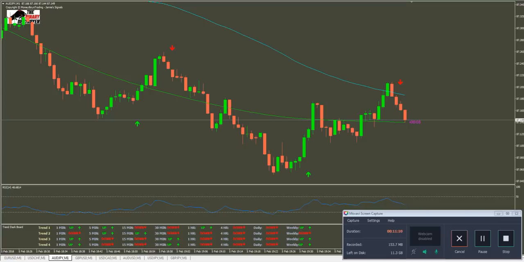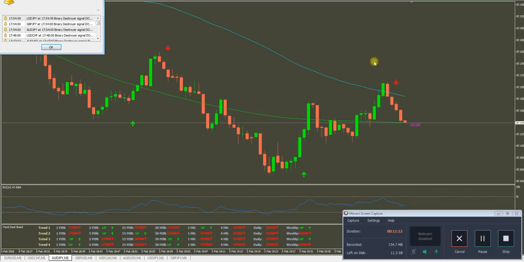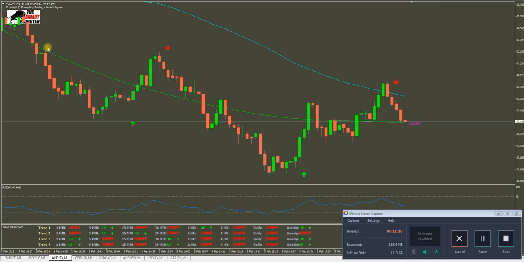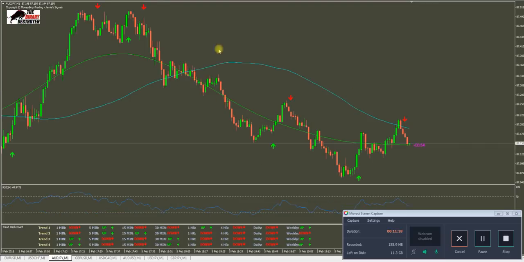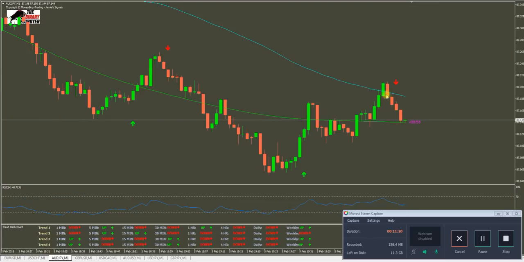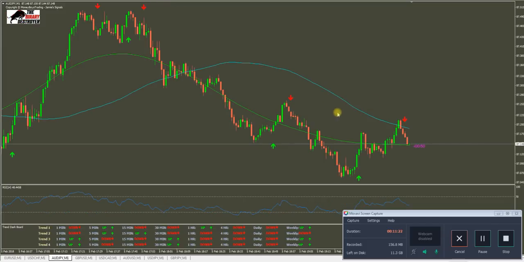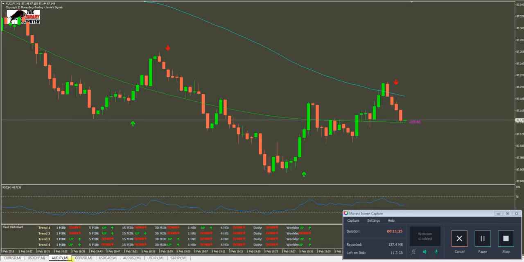But we can see it's still going to be a winner. I wouldn't recommend doing a 5-minute trade. I would only recommend doing a 30-minute trade. But we can see, that is the sort of setup we're looking for. It's a nice setup there.